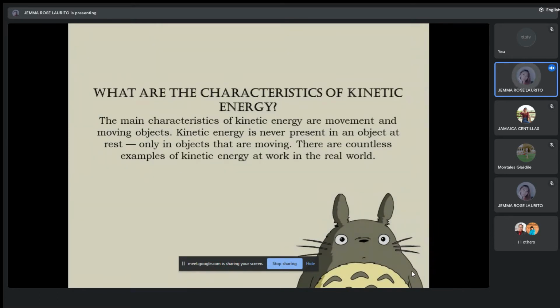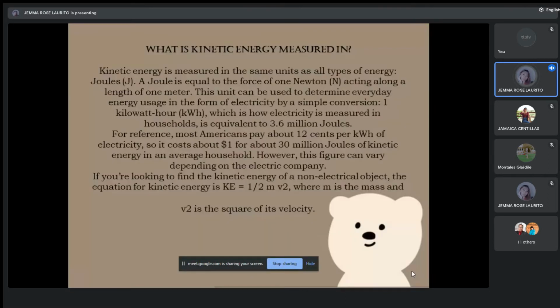There are countless examples of kinetic energy at work in the real world. For example, roller coaster rides, cars driving downhill, skydiving, hitting golf balls, and anything actively moving is an example of kinetic energy. What is kinetic energy measured in? It is measured in the same unit as all types of energy, joules.